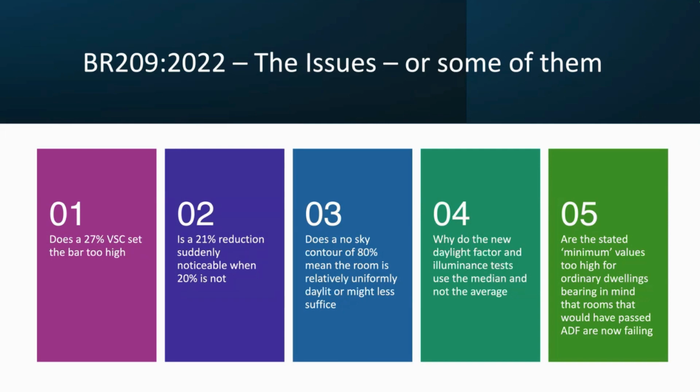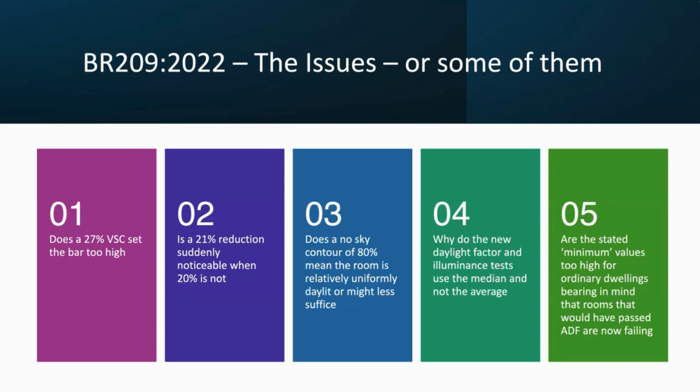The second one, is a 21% reduction suddenly noticeable when 20% isn't? Why do we suddenly, in generic terms, say we go from a pass to a fail? That doesn't make sense to me, and I think there's a gradation of missing the target, missing the guidance. Third one, does a no sky contour of 80% mean the room is relatively uniformly daylit, or might less suffice? In rights of light, we're talking about 50, 55%. Has that ever been challenged? Has it been researched again with modern technology?